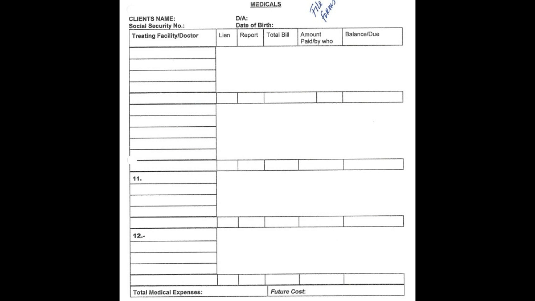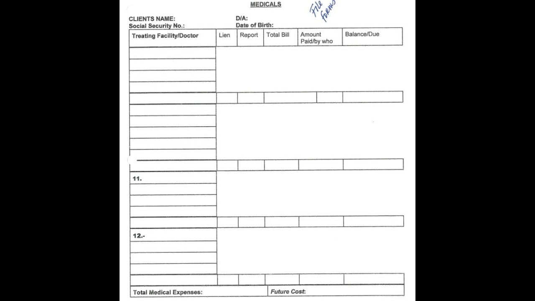And then you're going to see lien, report, total bill, amount paid by who, and balance due. This is like your accounting. You have to keep up with the accounting because in each file, we have to do the accounting. That's the way you manage this case.